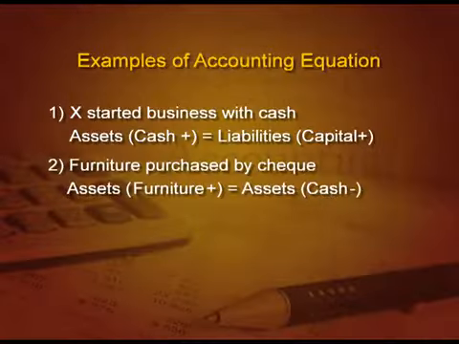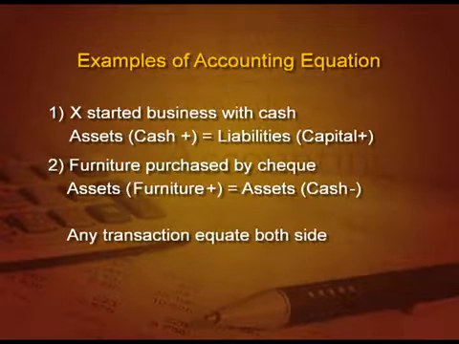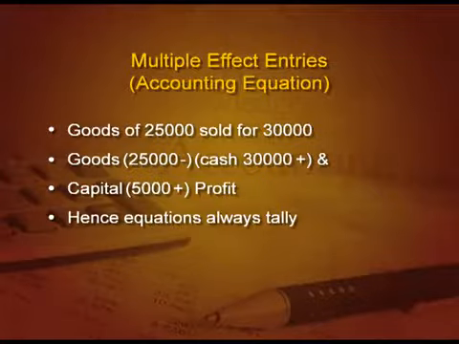Yes, the second example, furniture purchased by cheque. In this case, one asset, furniture, will increase and another asset, bank, will decrease. So, any transaction will equate both sides. So, we see that in case of accounting equation, whatever is the entry, it will always equate the equation. Now, there are multiple effect entries in accounting equation also.